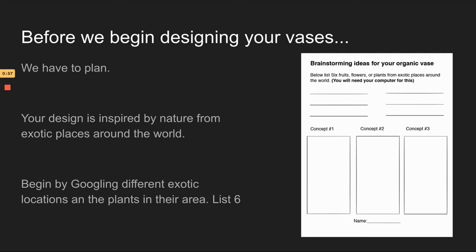So before we begin designing your vases or creating your vases out of clay, we have to plan. And your design has to be inspired from exotic places around the world. So what I want you to do is I want you to begin Googling different exotic locations and plants in their area. You have to list at least 6 of these. So again, I want you to Google different exotic plants from different locations, and I want you to have at least 6 of those listed in those 6 lines.